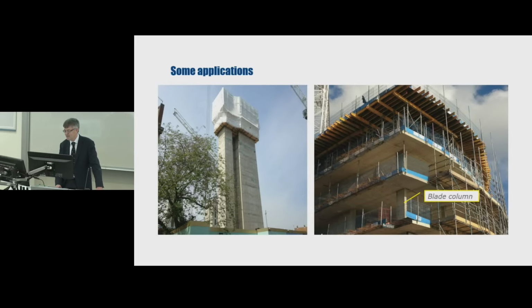The function of the core is to resist lateral loads on the building, and it also houses the stair and lifts. On the right, we have a flat slab building, and here, note the elongated or blade columns, which create interesting problems with punching shear design, as we will see later.